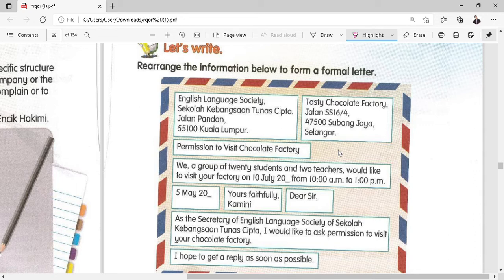Write in your writing book, snap and WhatsApp me. This is your first step for the writing lesson today. We will continue tomorrow. That's all for today.